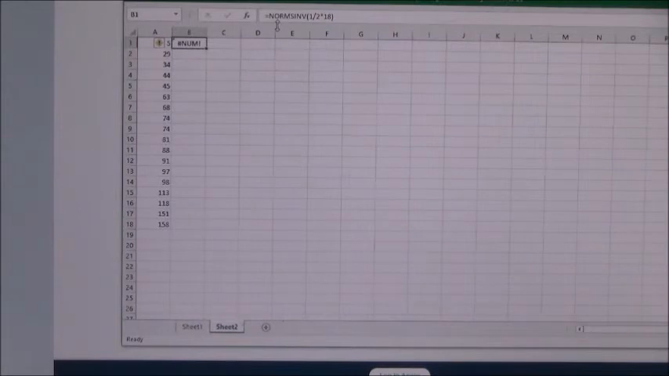Let me look here. Inverse equals NORMSINV. Oh, I forgot my parentheses around my 2 times my 18. That's what I didn't do. Parentheses have to be around that so that it does the 2 times 18 first, or I could have prevented that by just using a 36 underneath there. And then I have the value that corresponds to that.